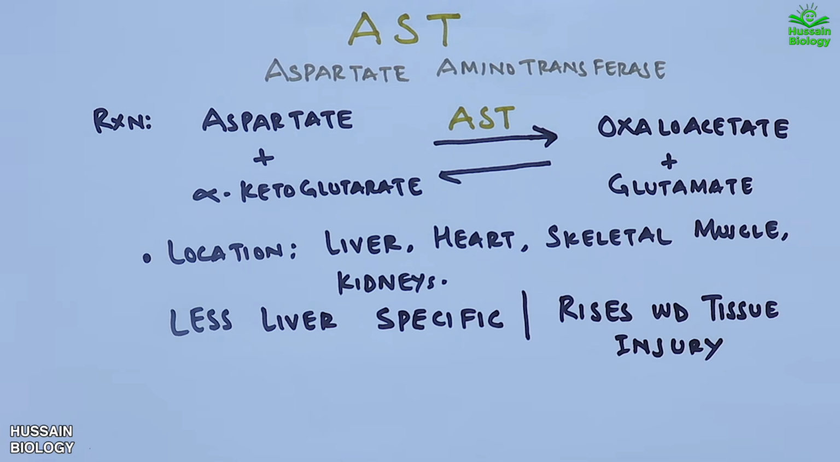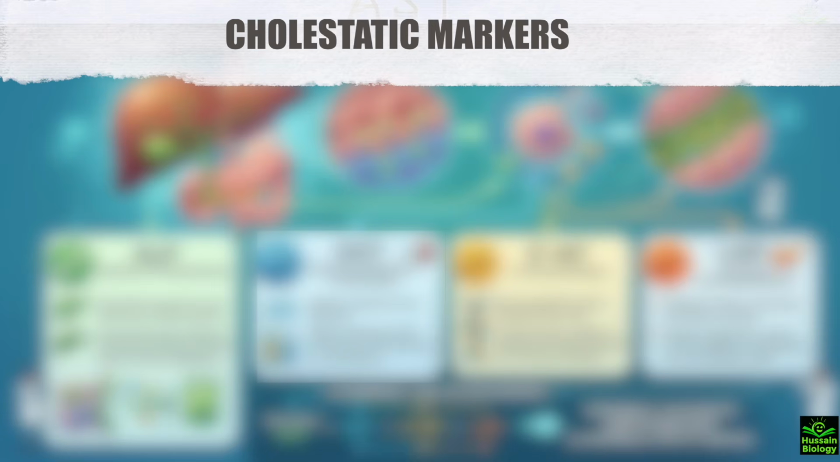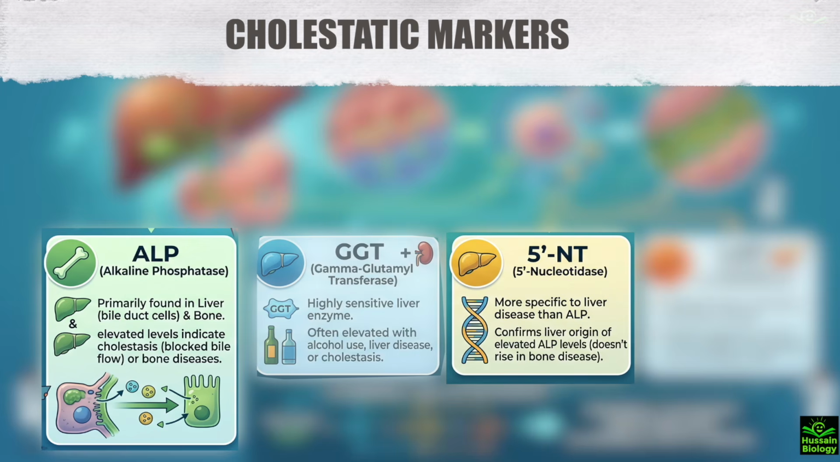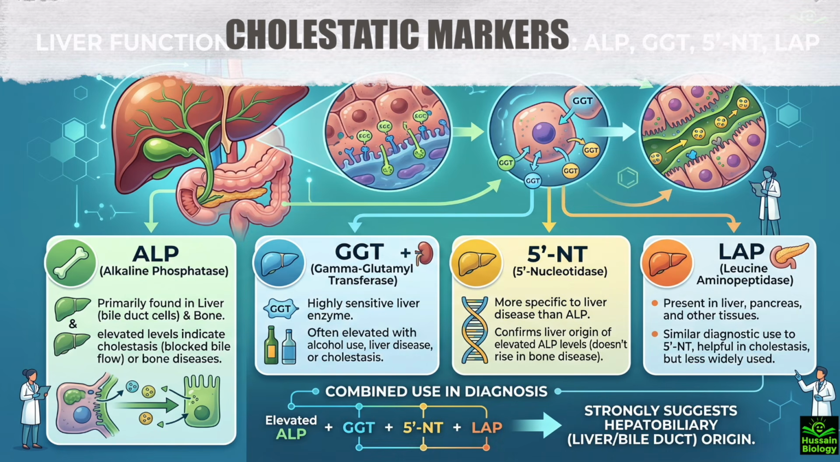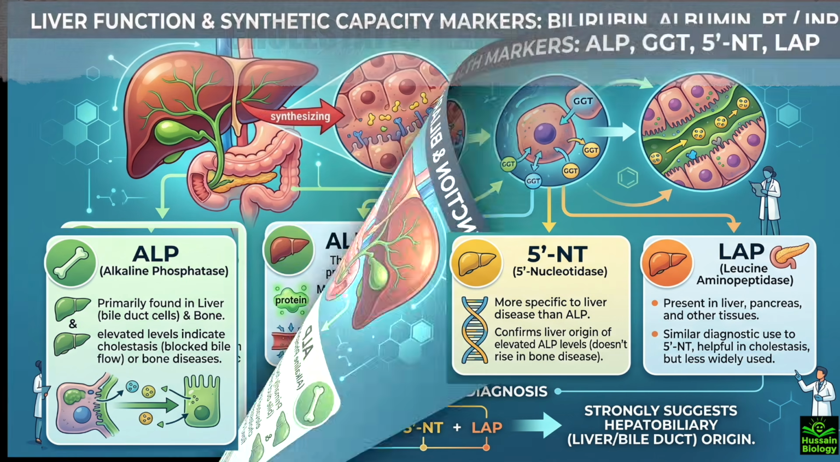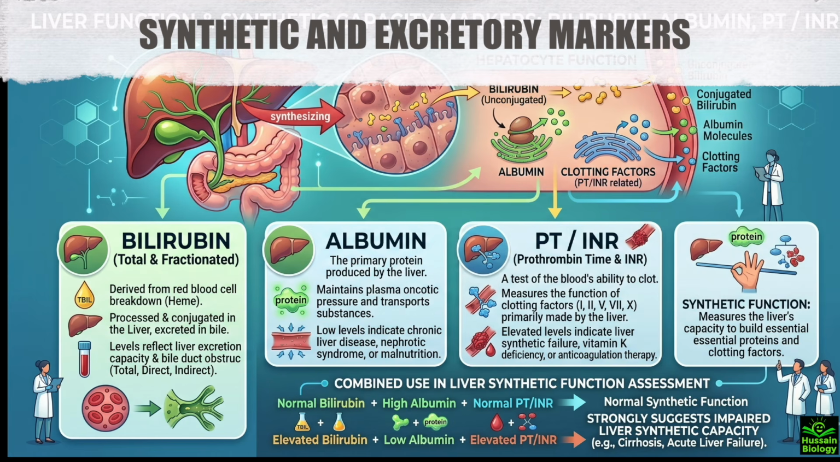Furthermore, we have the major cholestatic markers like ALP, GGT, 5' nucleotidase, and LAP. These markers are associated with bile ducts and bile flow. Finally, let's look at the synthetic and excretory markers of liver function: bilirubin, albumin, and PT/INR. Unlike ALT, AST, or ALP, these markers tell us how well the liver is functioning, rather than whether liver cells are injured.